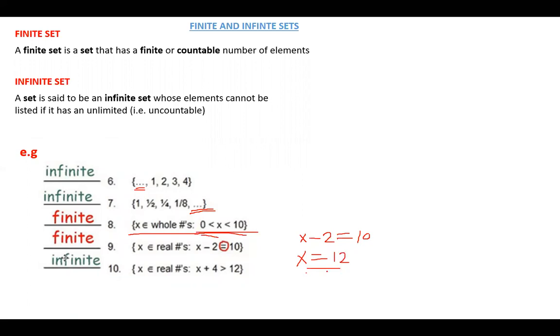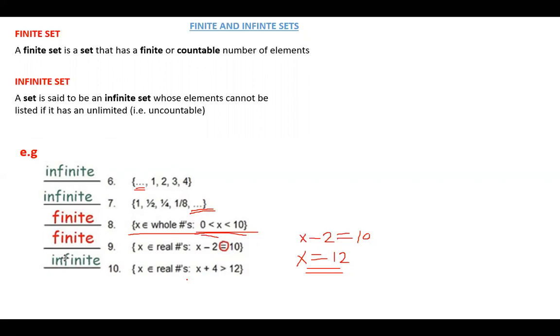So in short, this set is saying x is a member of real numbers where x minus 2 is equal to 10. So meaning the value of x there is definite, is just 12. Yeah, and you can count 12. 12 is just one number. So this one is also a finite set.